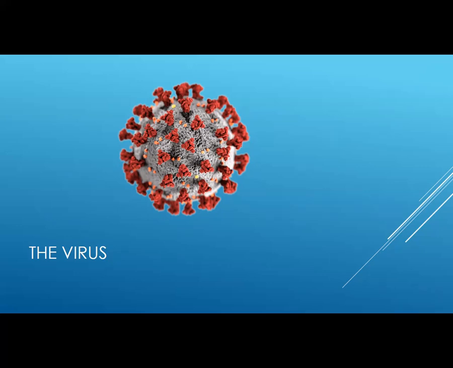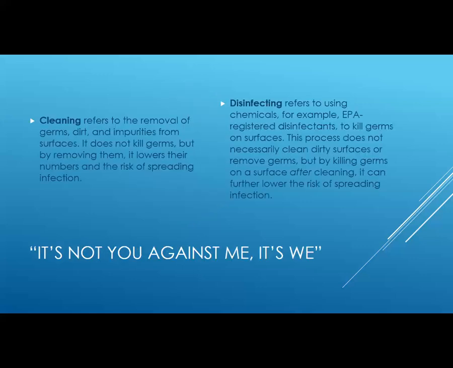And that's why it is important to go over the cleaning and disinfection process. Cleaning refers to the removal of germs, dirt, and impurities from surfaces. It does not kill germs, but by removing them, it lowers the numbers of and the risk of spreading infection. While disinfecting refers to using chemicals, for example, EPA-registered disinfectants to kill germs on surfaces. This process does not necessarily clean dirty surfaces or remove germs, but by killing germs on surface after cleaning, it can further lower the risk of spreading infection.